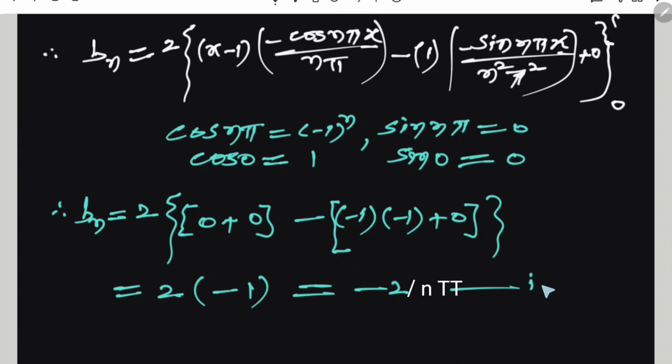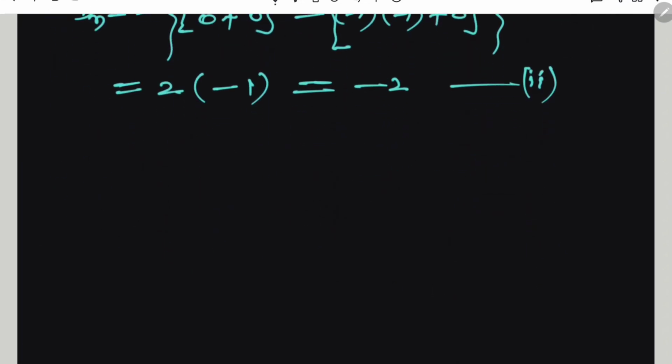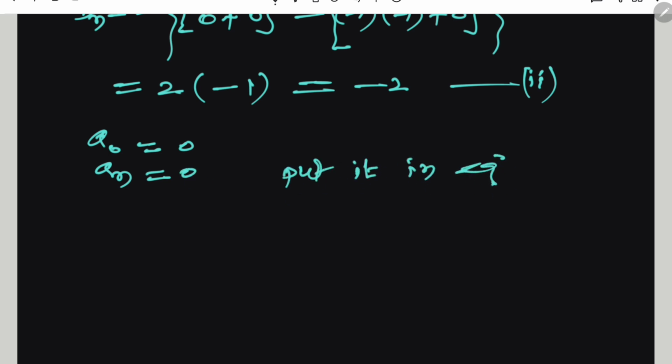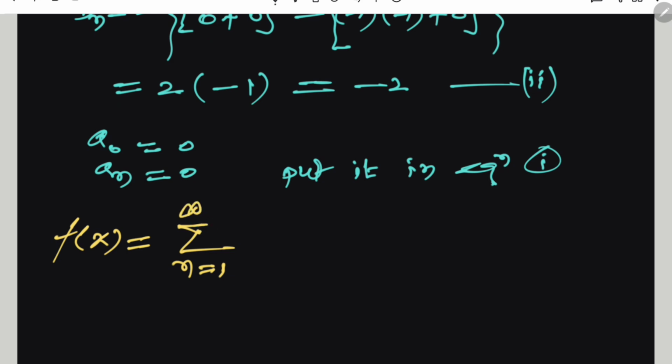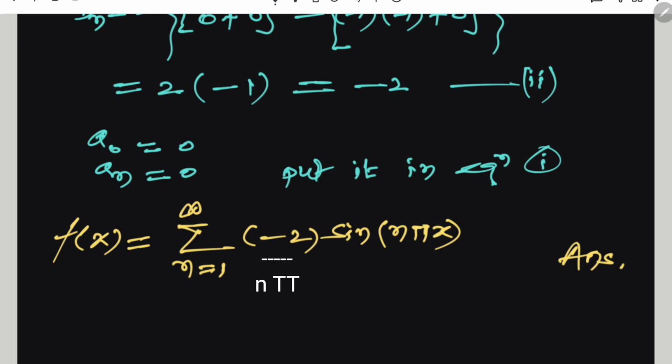We get the Fourier series f of x as the summation from 1 to infinity, where the value of Bn is minus 2 divided by n pi, into sine of n pi x. This is the required Fourier series, the required answer.